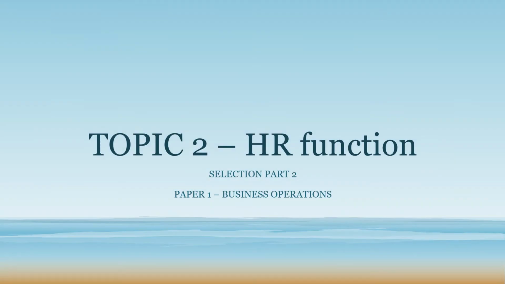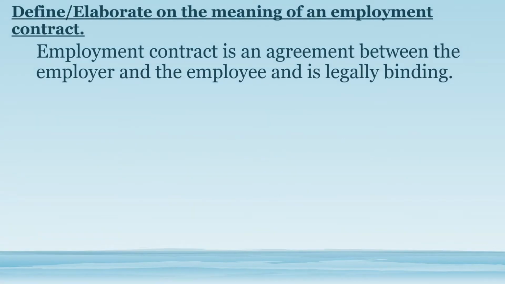Part 2 of the selection human resources activity. The second last step of your selection process says offer the person the job. Now, the way you offer them the job is by giving them an employment contract.